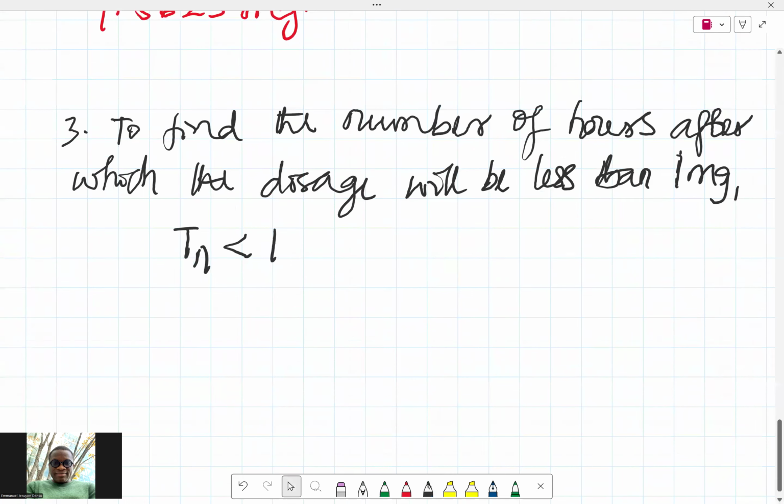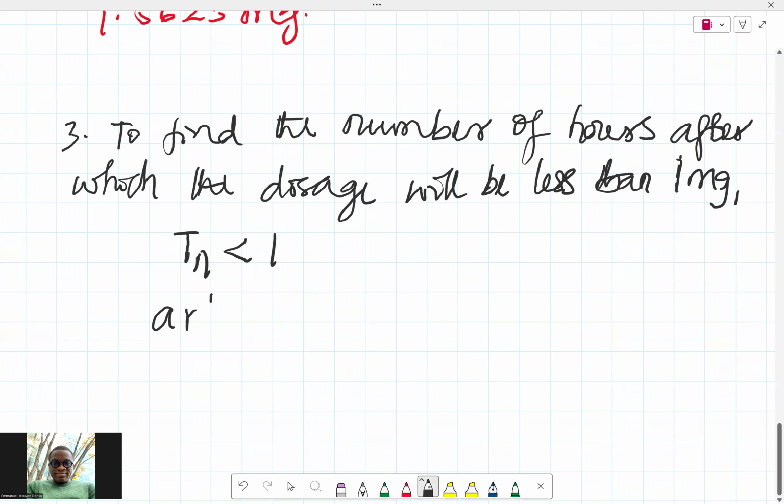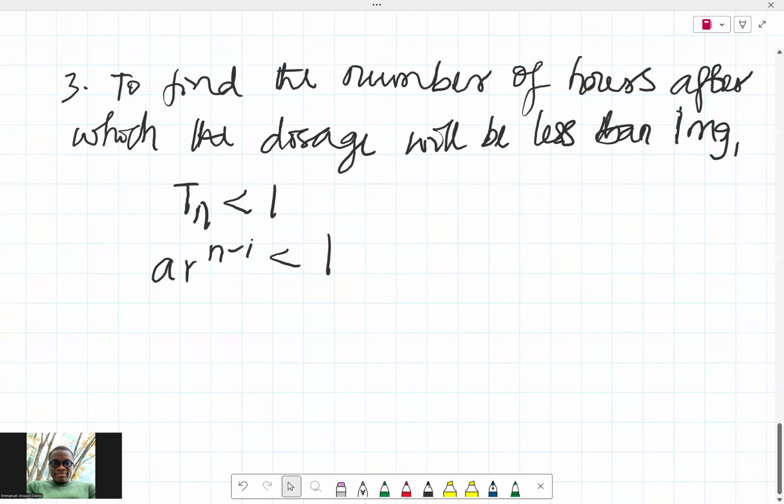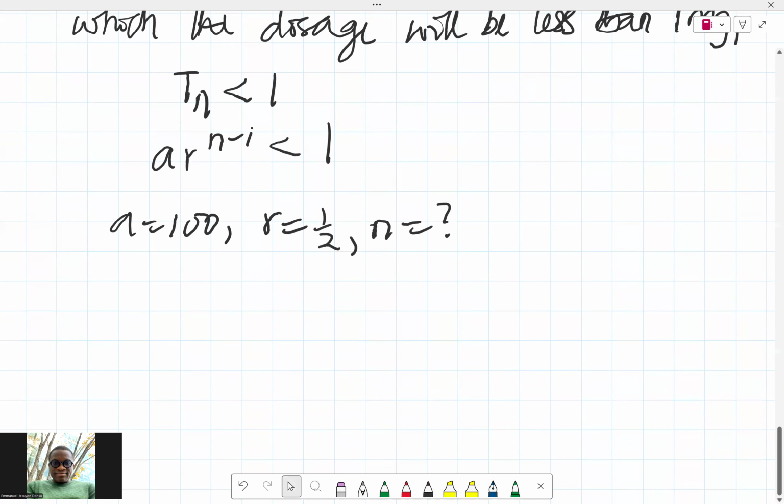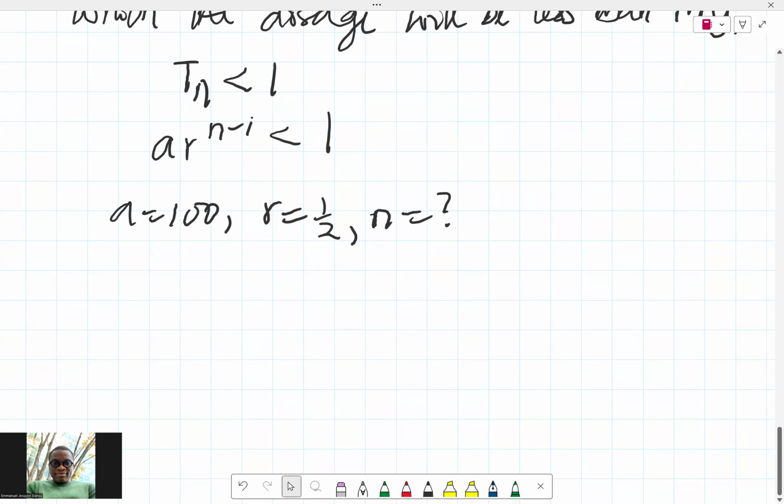We already know Tn to be AR raised to power n minus 1, and now that will be less than 1. Of course, we already know A is 100 and R is half. Now we need to know n. Once we know n, that can help us to know the number of hours, since it talks about the time steps. So this now becomes 100 times 1 over 2 raised to power n minus 1 is less than 1. That's the inequality we have.